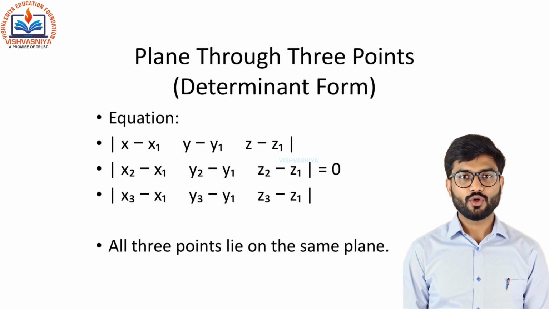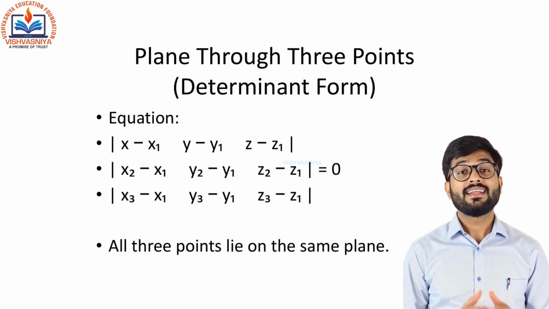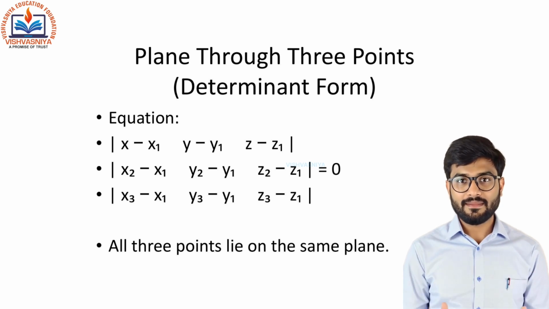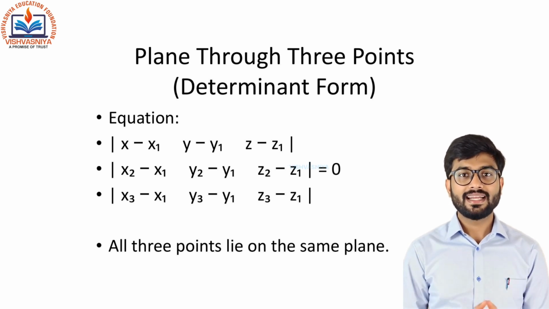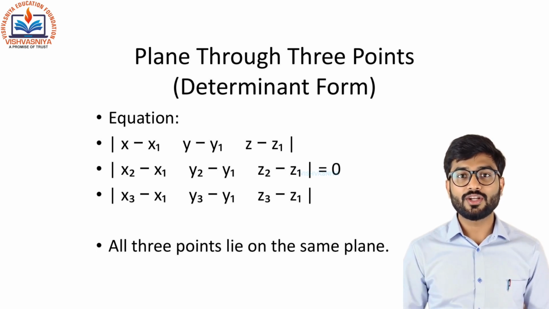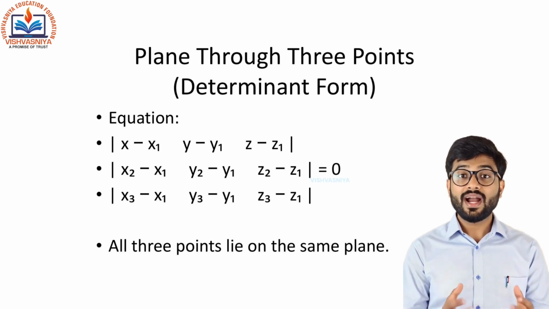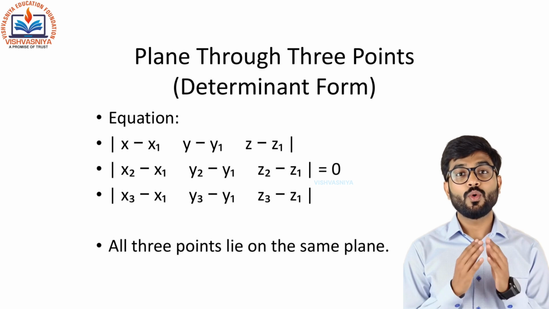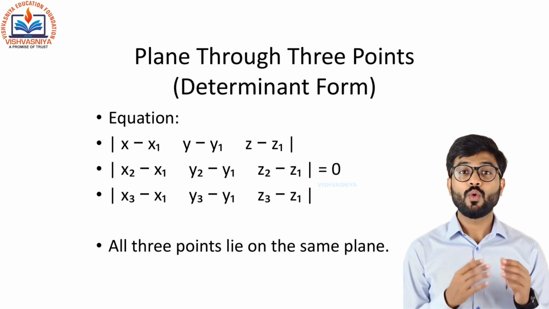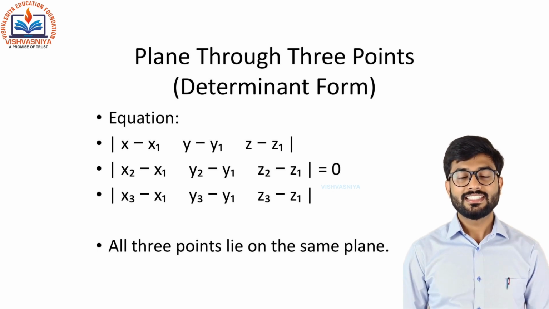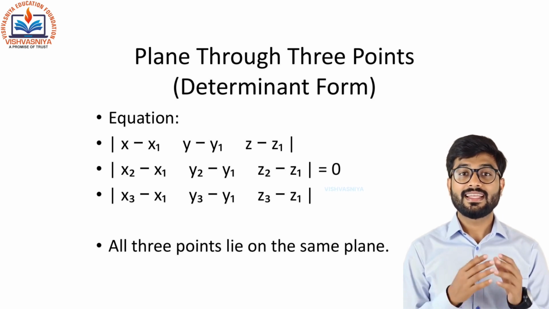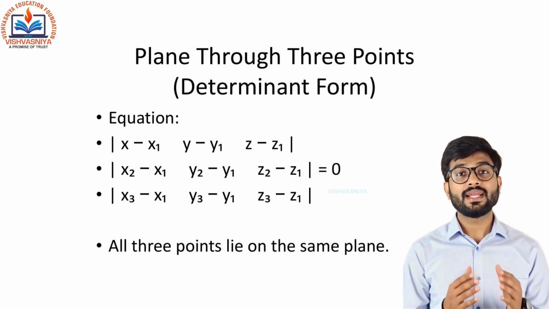Plane passing through three non-collinear points. When 3 points are known, say (x1, y1, z1), (x2, y2, z2), and (x3, y3, z3), we can write the equation of the plane in determinant form. It looks like this. The determinant formed by the three rows (x - x1, y - y1, z - z1), (x2 - x1, y2 - y1, z2 - z1), and (x3 - x1, y3 - y1, z3 - z1) is equal to 0. This ensures all 3 points lie on the same plane.